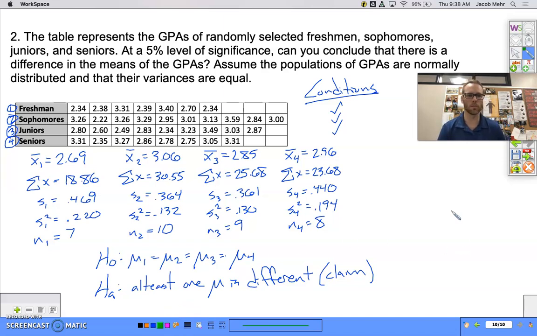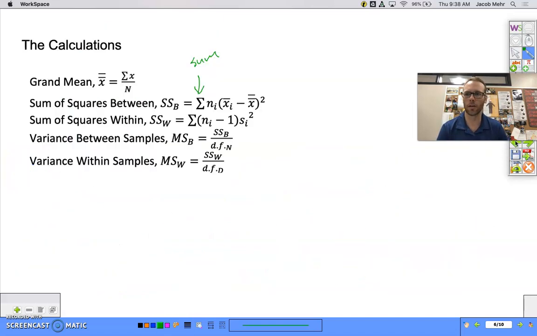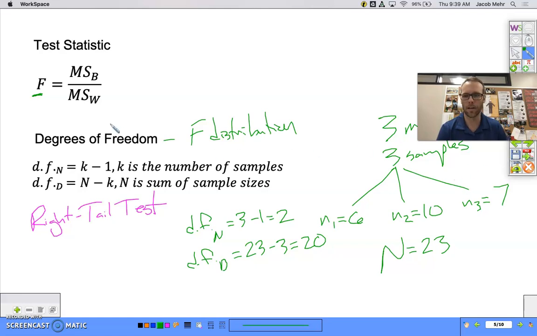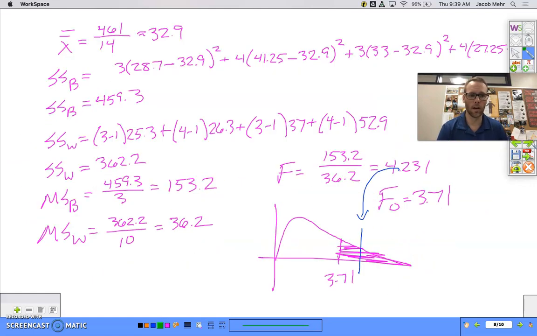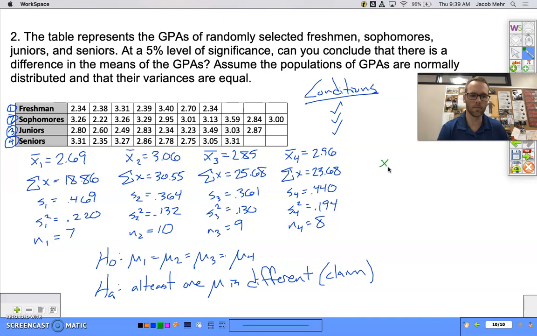All right, I think we're ready to start doing some calculating. Let's go back to our calculation page here. The first thing we need to find is our grand mean, that x double bar, where we have to add up all the x's and divide by N. And remember, this capital N, big N, is the sum of all the sample sizes. So we add all the x's for the freshmen, all the x's for the sophomores, and so on, and then divide by our big N, which is all of these added together.